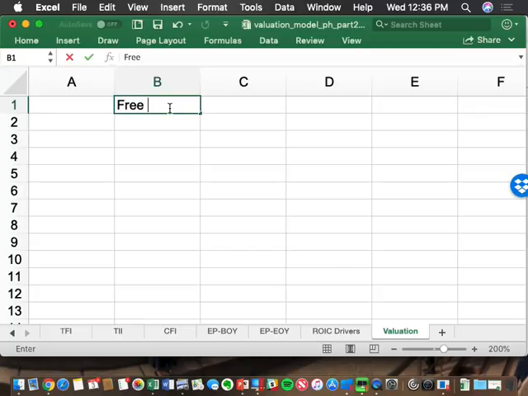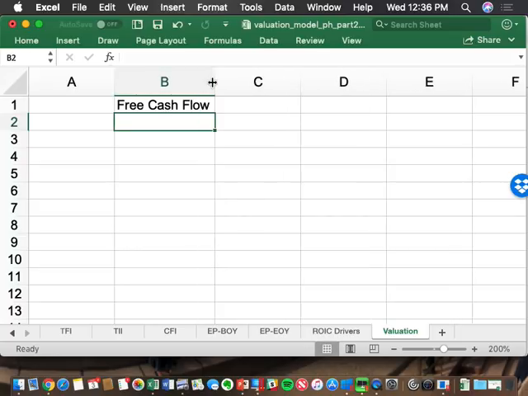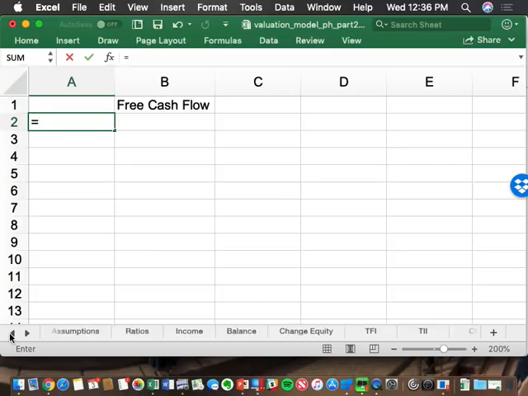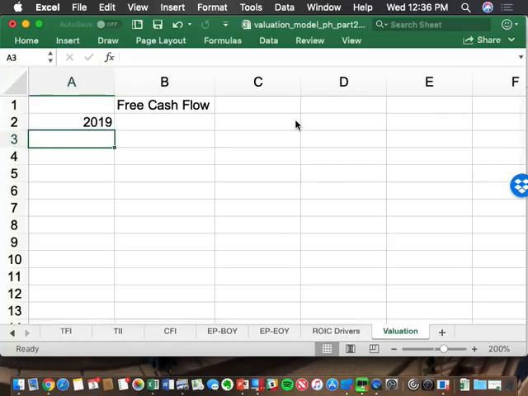Operating value is based on free cash flow. So starting in cell B1 on your new valuation tab, write the words free cash flow. And we're going to need to basically get the forecast for free cash flow from our model. Well, the nice thing is our first year, and I can drive this off of assumptions, is the last reported year plus 1 is the first forecasted year. And we're going to use 5 forecasted years of free cash flow as our defined period. So equals previous year plus 1.